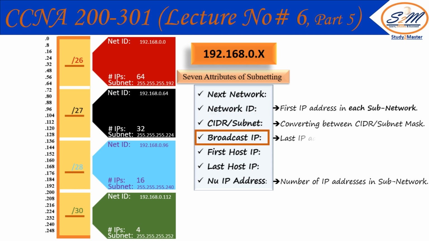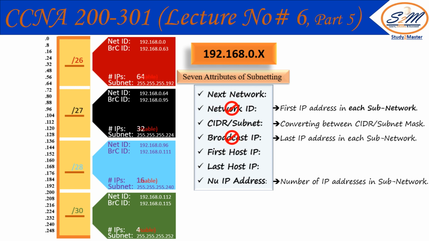Broadcast IP. What is the broadcast IP? The last IP address in each subnetwork is called the broadcast IP. So in the first network, the broadcast IP is 192.168.0.63. The second network is 192.168.0.95. The third network is 192.168.0.111. And the fourth network is 192.168.0.115.